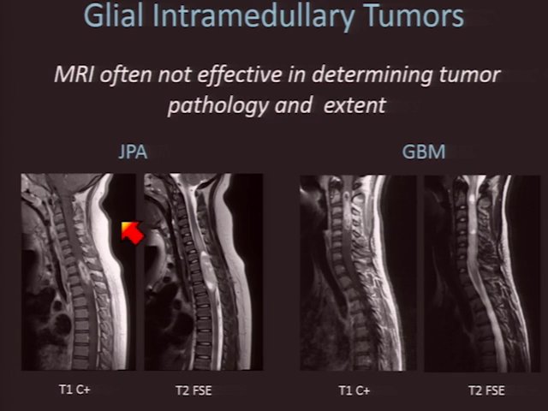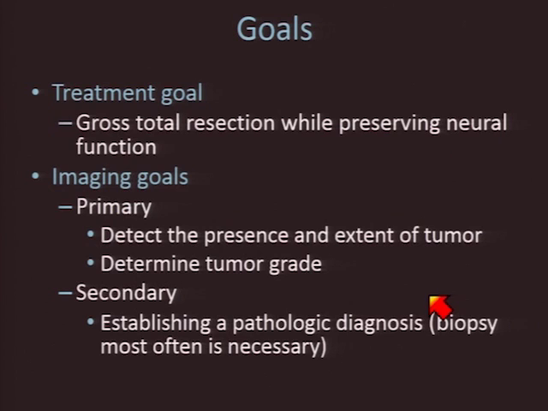So here I have 2 examples of tumors on very different ends of the tumor grade spectrum. We have a low-grade tumor, a JPA, and a high-grade tumor, a GBM. If you look at the post-contrast T1, they almost look identical. On the T2 images, you can see the signal abnormality that's extending along the cord, both in the JPA and in the GBM. What's edema, what's tumor infiltration? It's really hard to tell with MRI.